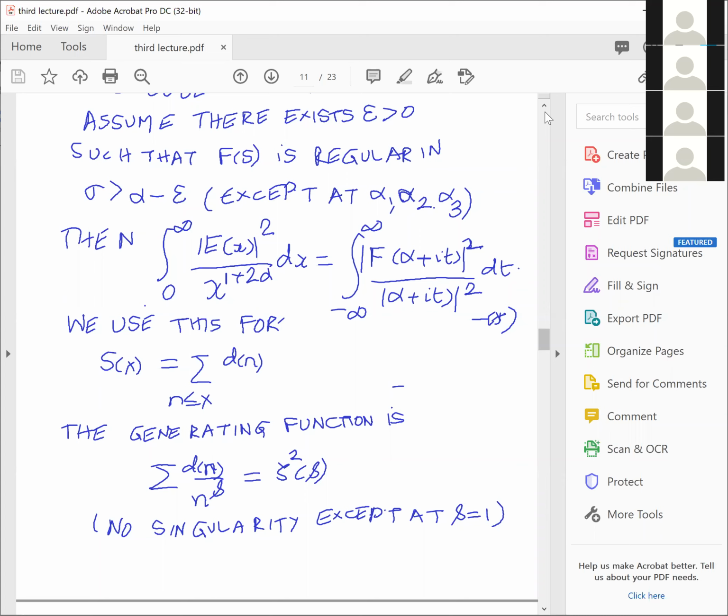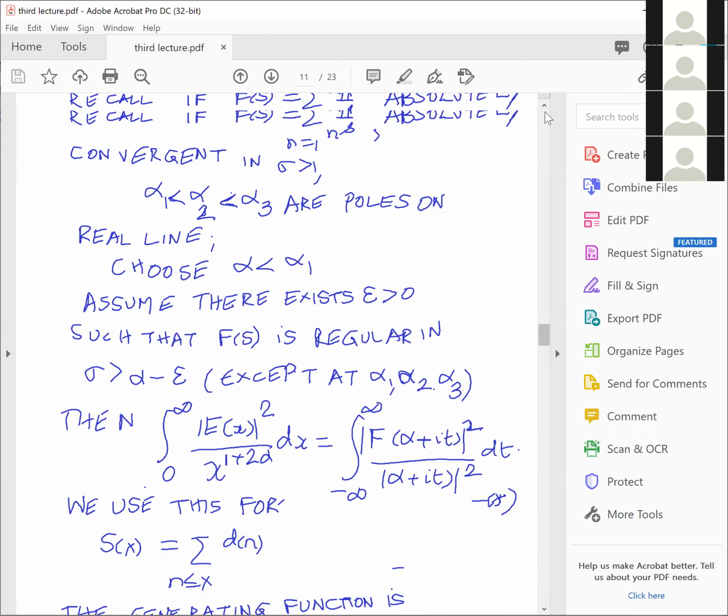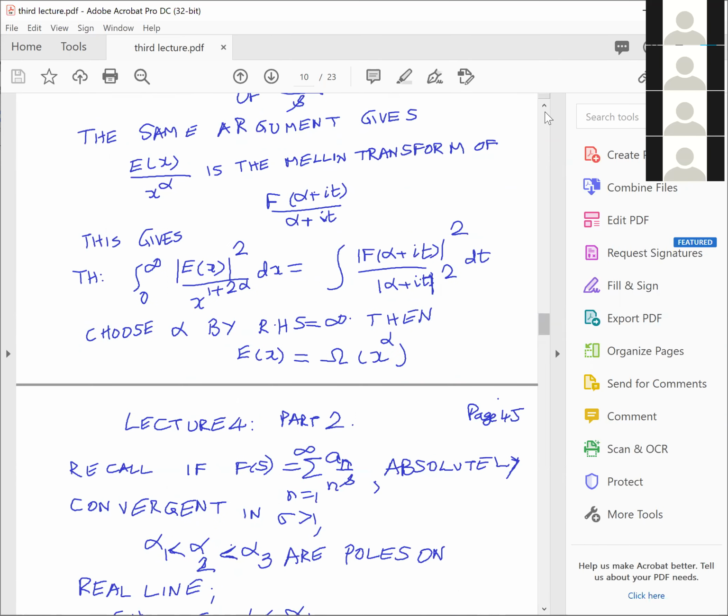Therefore, what I need is something else, and then I use this. What have I seen? Whenever you have a generating function F of alpha plus it, you choose an alpha in such a way that this generating function is bigger than square root of t, and then for that alpha, you get an omega result. That's practically the take-home. For that alpha, E of X is omega of X power alpha minus epsilon. Let me repeat: since F of alpha plus it is bigger than or equal to square root of t, the right-hand side integral is divergent, and therefore the left-hand side integral is divergent, and consequently E of X has to be big. If E of X is small, then the left-hand side integral will not be divergent.